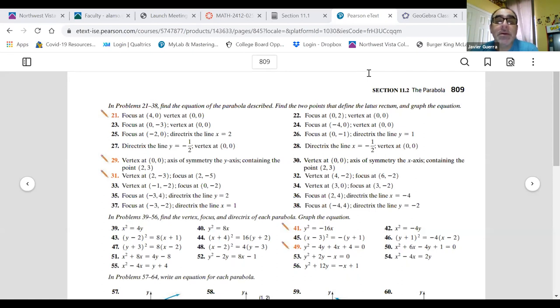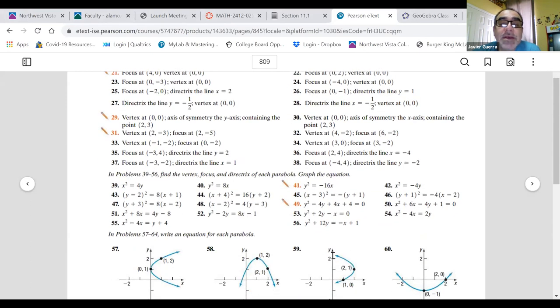Okay. So let's review what we learned on Tuesday. I went to page 809 in your ebook and I was looking at problems 39 through 56. I'm going to let you guys pick, but you can only pick numbers from 39 through 48. Don't do anything from 49 and below because we haven't covered that. Can you pick a couple from 39 to 48 that you think you're going to have difficulty with? Pick two or three. Which one do you think looks difficult?